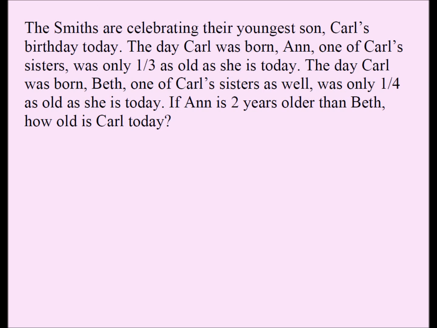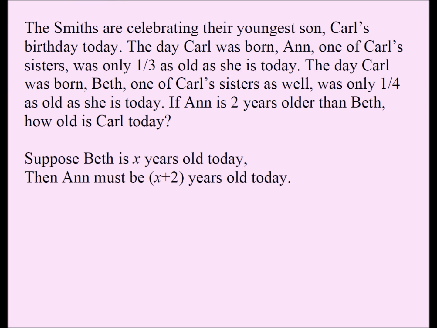We're going to solve this problem algebraically. We're going to define our variables. We're going to choose to define Beth's age as x. So if Beth is x years old today, then if Anne is 2 years older, Anne must be x plus 2 years old. This is Beth's age, this is Anne's age. Now I could have chosen the unknown to be Carl's age, but I won't because I find this easier.